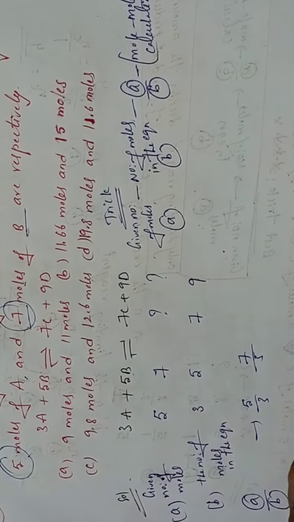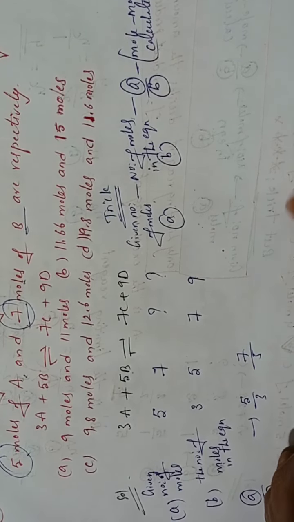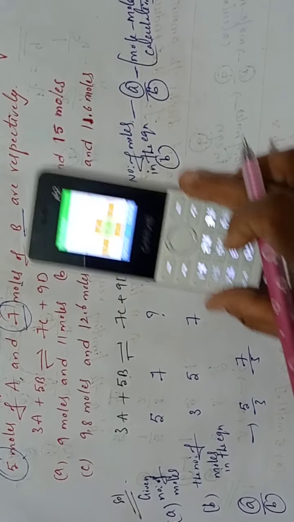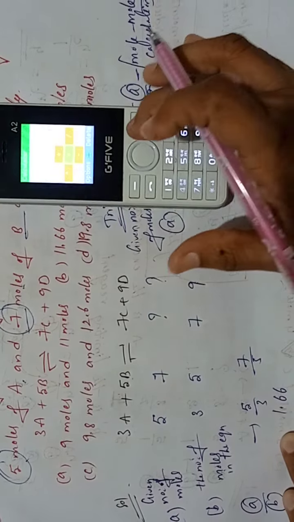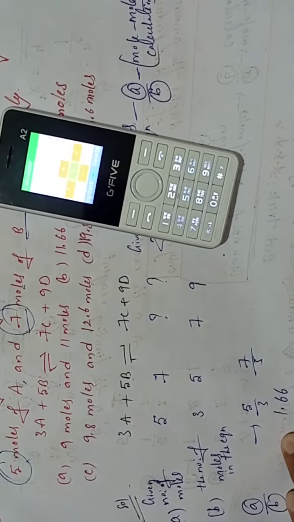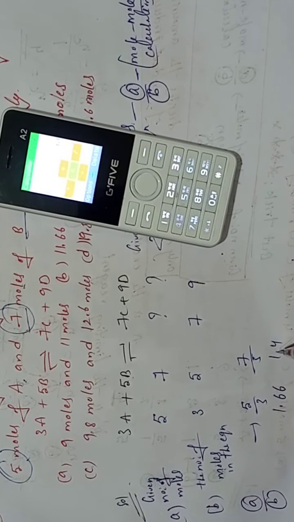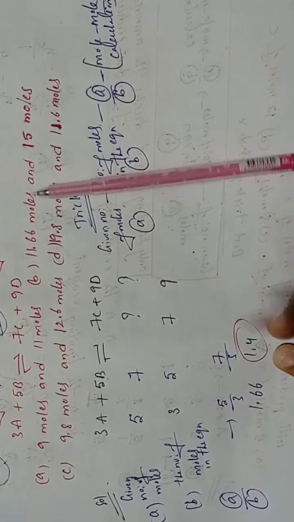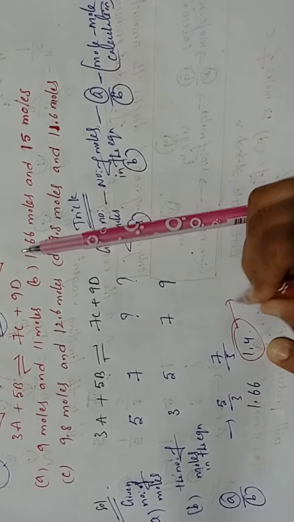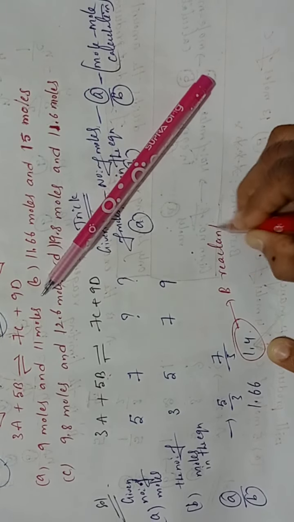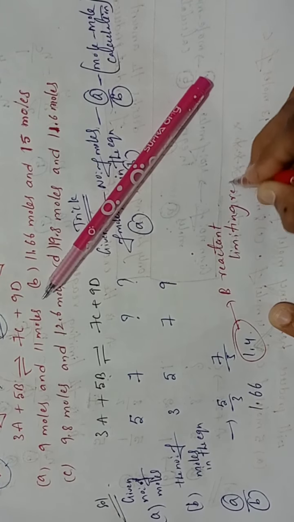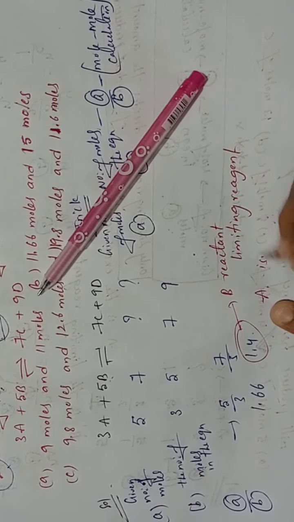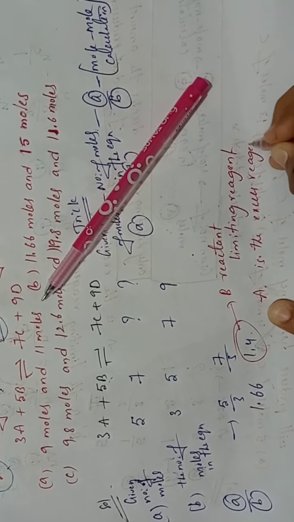In these two values, the minimum value is the limiting reagent, and the larger one is the excess reagent. Now 5 divided by 3 is 1.66, and 7 divided by 5 is 1.4. The smallest value is 1.4, so that means the B reactant is the limiting reagent. A is the excess reagent, students.